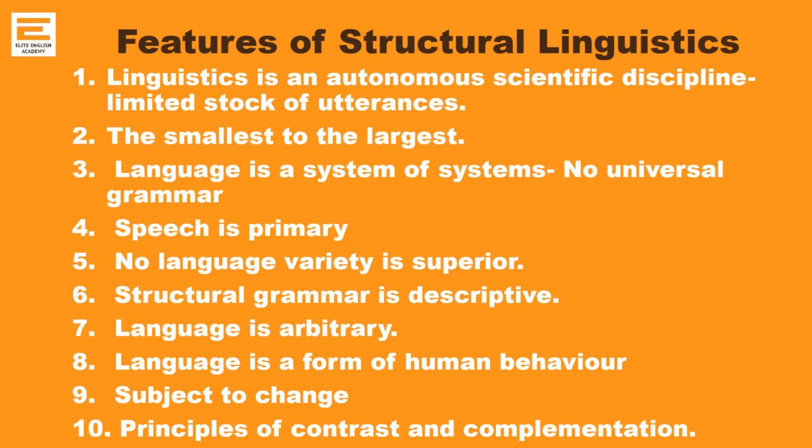So what is prescriptive grammar? Prescriptive grammar is based on the usage. Number 7. A language is an arbitrary system of articulated sounds employed by a human community for the purpose of communication. This is one of the most important things that should be understood by every literature student.